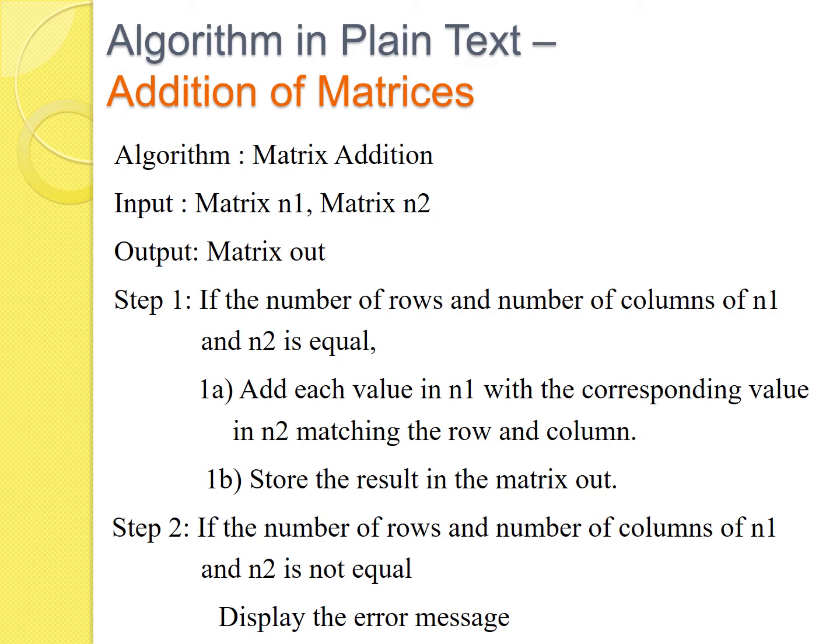Step 1. If the number of rows and the number of columns of n1 and n2 is equal, then add each value in n1 with the corresponding value in n2, matching the row and the column. Store the result in the matrix out. Step 2. If the number of rows and number of columns in n1 and n2 are not equal, display the error message.